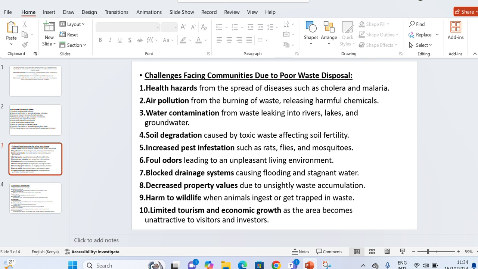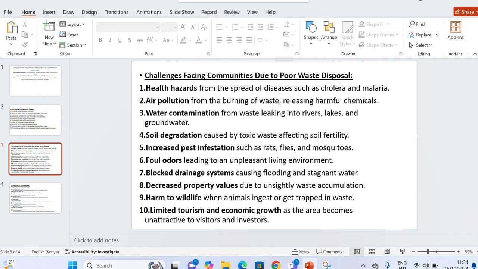This will cause toxic waste affecting soil fertility. And when we dispose of this raw material or waste, for example, like metals, plastics, this will make our soil infertile. Again, let's see something about it: it will increase pest infestation. This will be like rats, flies, and mosquitoes.